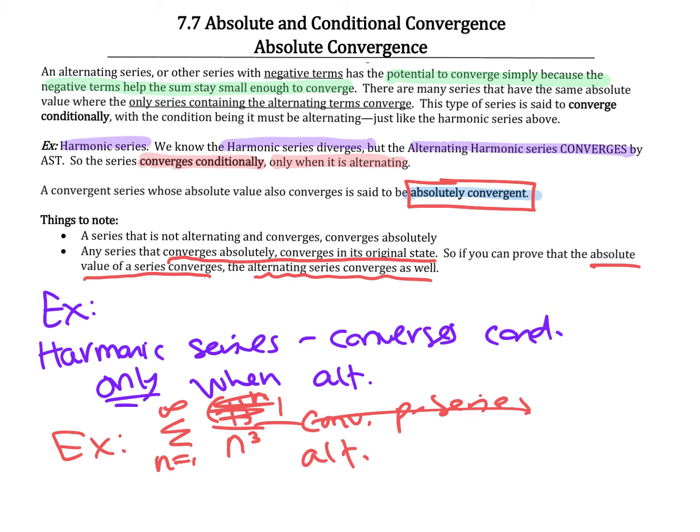If the original series, like the harmonic series, or even a series like 1 over the square root of n, diverges in its original state, then you need to see what happens if we look at the alternating series, likely again using the alternating series test. So let's look over some examples and decide if the series that we look at converge conditionally or converge absolutely or diverge, because it's possible that regardless of if it's alternating or not, it could diverge altogether.